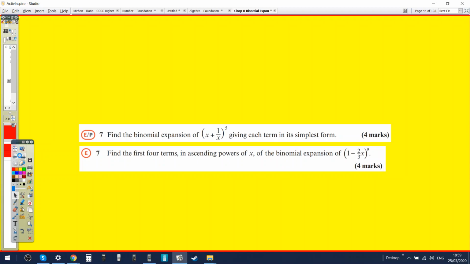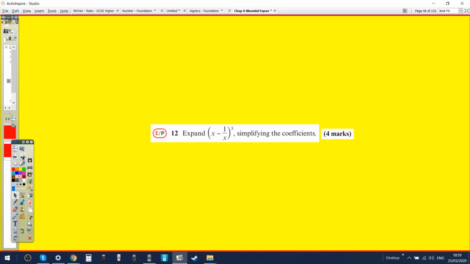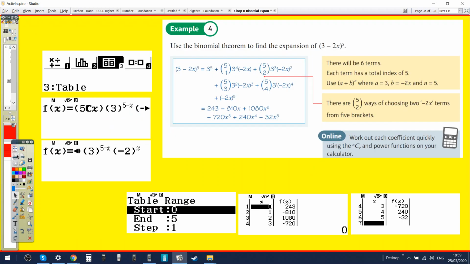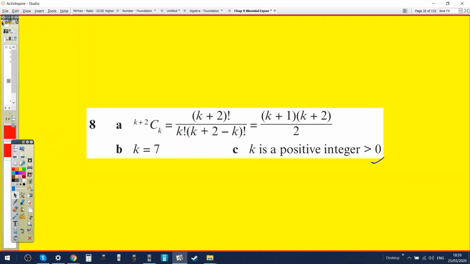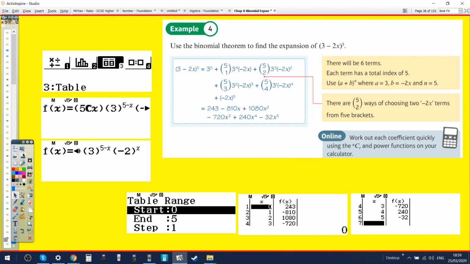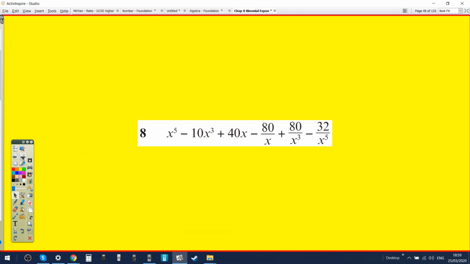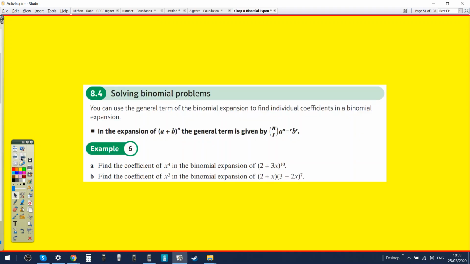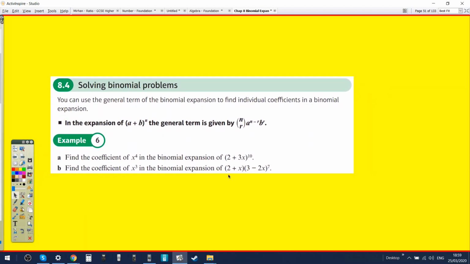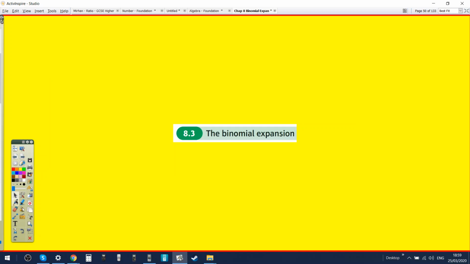There is an extra little trick though. We would have to do it some other time, I think. Oh, there's no extra little method. I thought there might be, but there isn't. Let me just check. There has to be a section after this. Come on, binomial expansion. Solving binomial problems. Yeah, this is the thing. So the next section is when you've got to do it times a different bracket. And so that's got its own little thing.